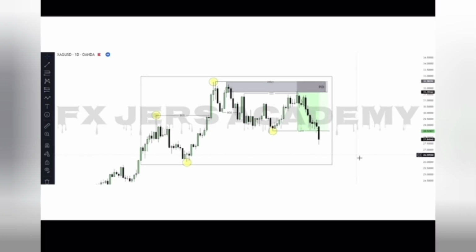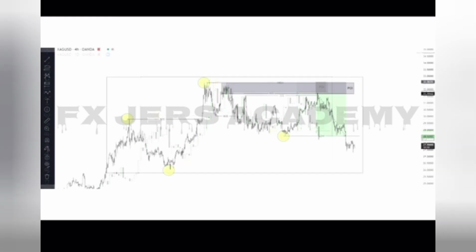Remember, consistency and dedication are the keys to mastering trading. Keep learning, keep practicing, and success will come your way. This is how it looks on the 4-hour time frame. Notice how it looks clear and clean on the daily time frame as I showed you.